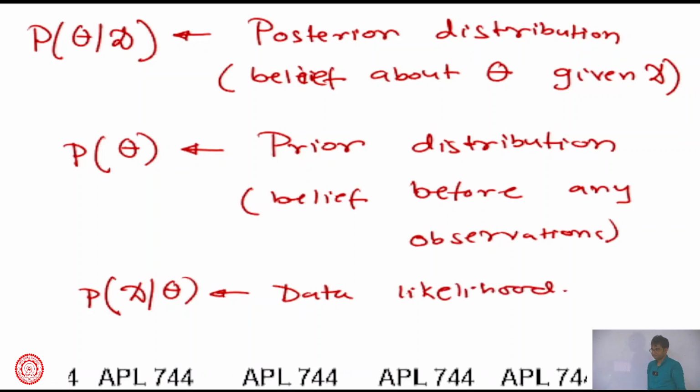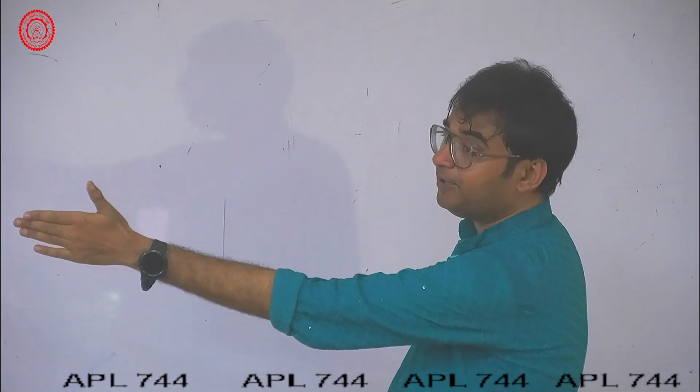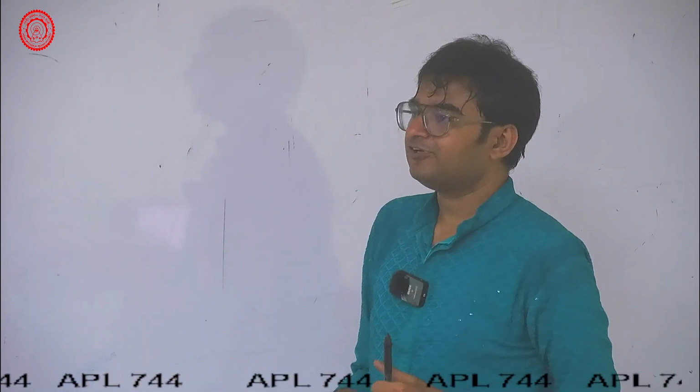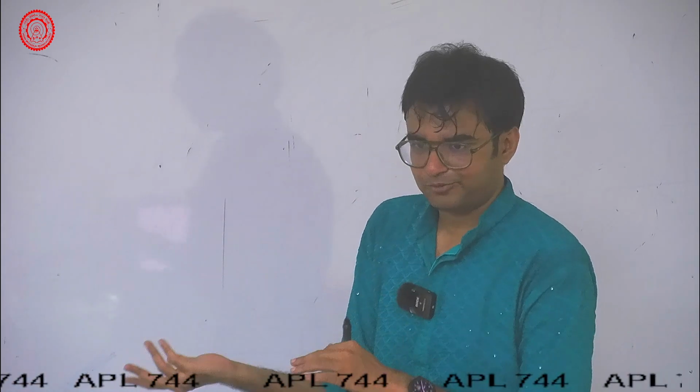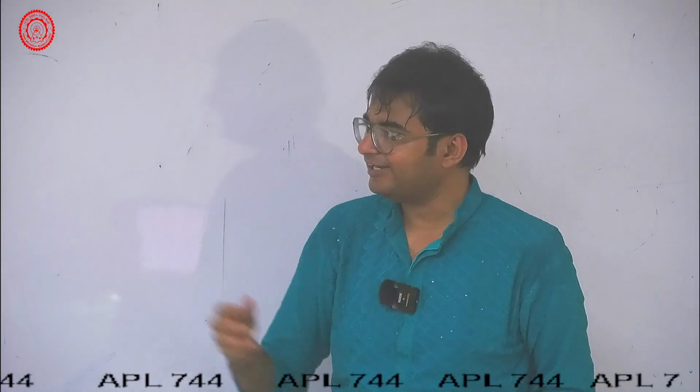Why such a name? First of all, you are finding the probability of data, so the term data makes sense, and then likelihood, because how likely you are to observe the data given some theta. Likely, probable, these are close-by terms. So, it is basically telling you how likely you are to observe data given theta, and that is why we call it data likelihood.